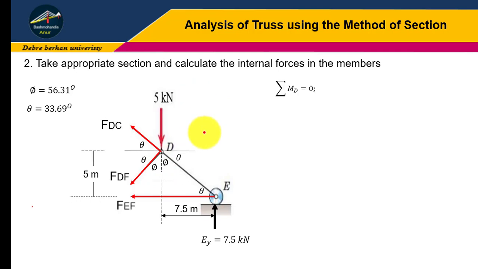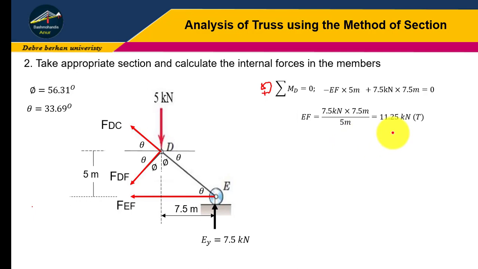Let's start. Summation of moment at point D equals zero, assuming counterclockwise moment positive as the sign convention. Minus EF times 5 meters, since the perpendicular distance from point D to the line of action of EF is 5 meters, and it rotates clockwise. Next, the 7.5 kN force rotates counterclockwise with a distance of 7.5 meters, so plus 7.5 kN times 7.5 meters. Rearranging, EF equals 7.5 kN times 7.5 meters divided by 5 meters.